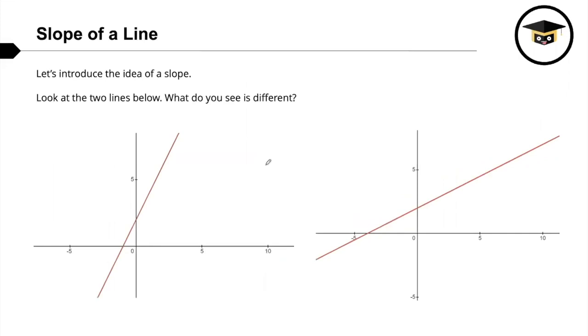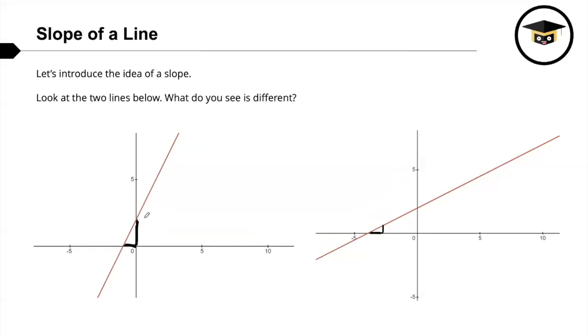If you look at the two lines below, there's a line on the left and a line on the right. The one on the left looks distinctly steeper than the one on the right. That is because for the same amount of horizontal distance, this one goes up by a much larger amount than over here. If you were to go horizontally by about the same distance, it only goes up by this small amount compared to the line on the left. So we can say that the line on the right has a less steep, or smaller, gradient or slope than the line on the left.